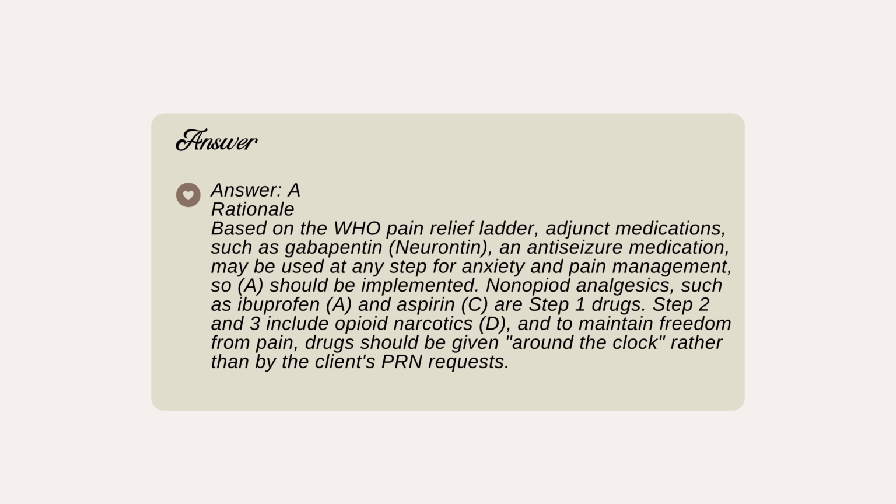Answer: A. Rationale: based on the WHO pain relief ladder, adjunct medications, such as gabapentin, Neurontin, an anti-seizure medication, may be used at any step for anxiety and pain management, so A should be implemented. Non-opioid analgesics, such as ibuprofen, B, and aspirin, C, are Step 1 drugs. Step 2 and 3 include opioid narcotics, D, and to maintain freedom from pain, drugs should be given around the clock, rather than by the client's PRN requests.